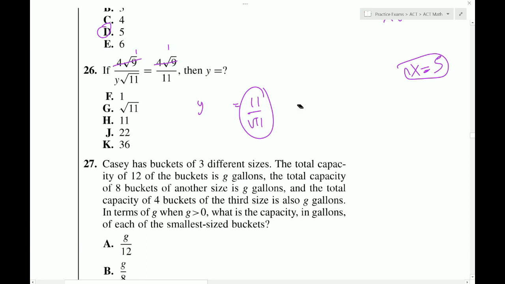Now this is not a choice, because we have an irrational denominator, so we have to rationalize it. We multiply it by this on top and bottom. So we get 11 radical 11 over 11. Now these 11s will cancel, giving you choice G.